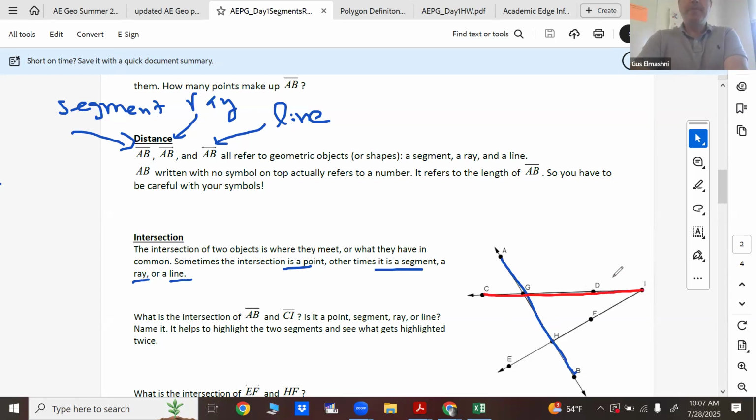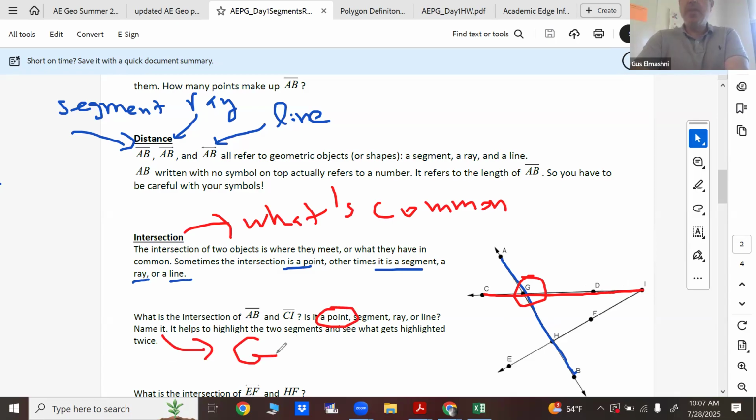What do they have in common? Correct. So intersection is what's common, right? That's all it ever means. So in this case it's going to be point G. It's a point. Name it. You just write the letter. That's it, straight up, just write the letter. So pretty simple, right?